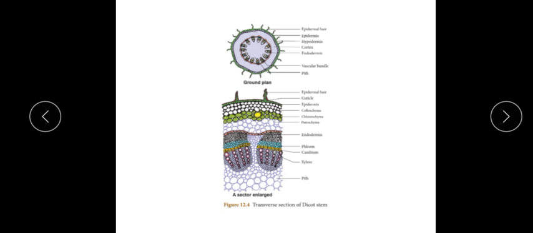Again, it helps in giving the mechanical support. Okay. Next is going to be the vascular bundle. Let's talk about how the vascular bundles are going to look in this diagram. Okay. Vascular bundle, we are going to talk about only 2 things. One is going to be the xylem and another one is going to be the phloem.